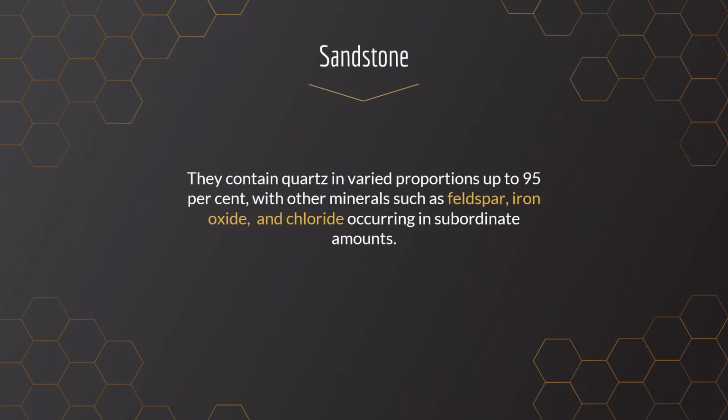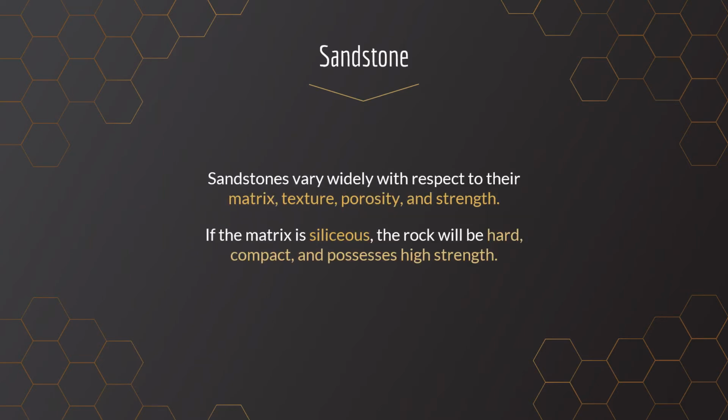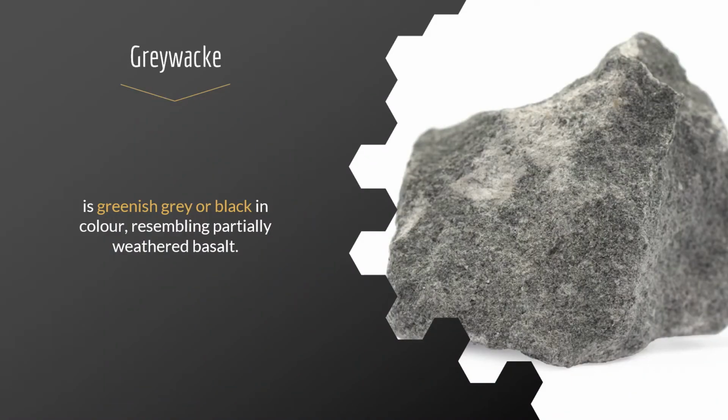in subordinate amounts. In the next slide, we'll see that sandstones vary widely with respect to their matrix, texture, porosity, and strength. If the matrix is siliceous, the rock will be hard, compact, and possess high strength. Another subdivision of sandstone is the greywacke. It is greenish, gray, or black in color, resembling partially weathered basalt.